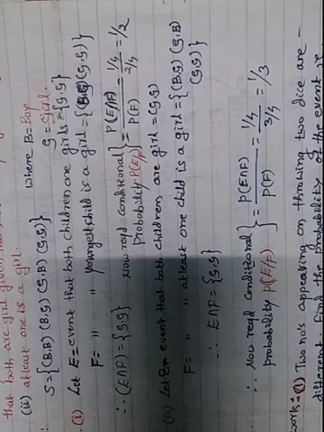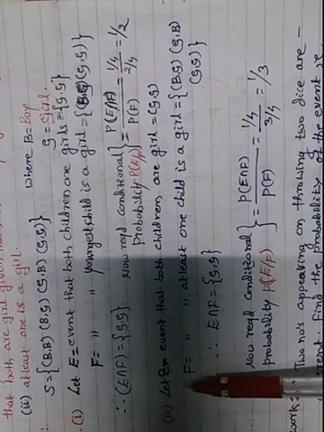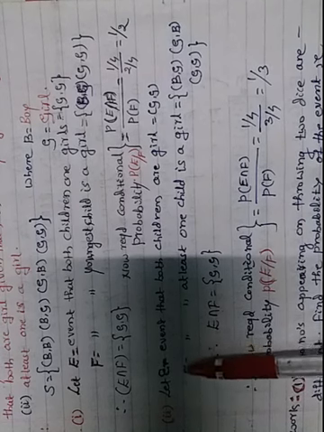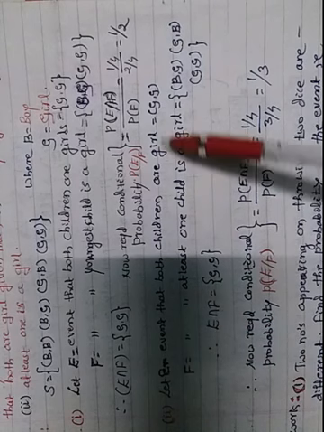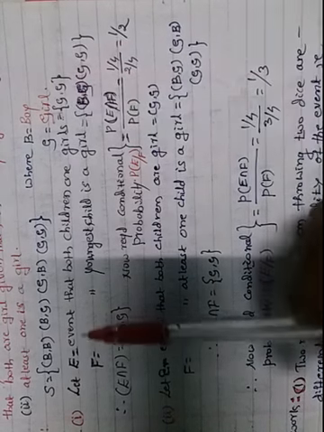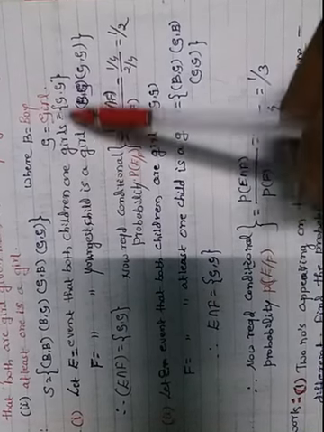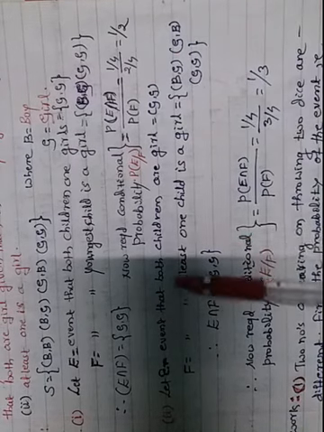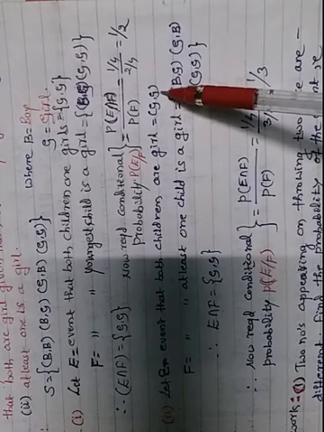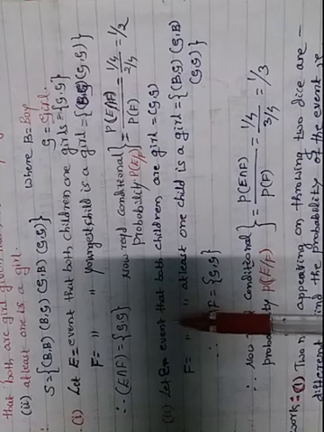One more question is there. The second sub question states: let E be the event that both children are girls. This is the common event for both the sub questions.